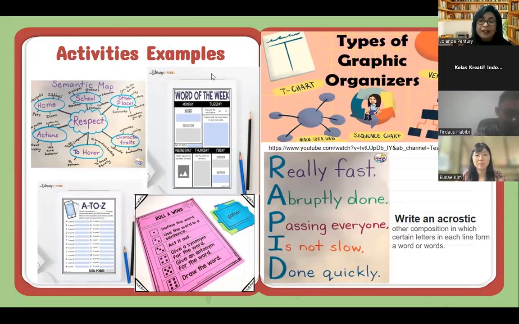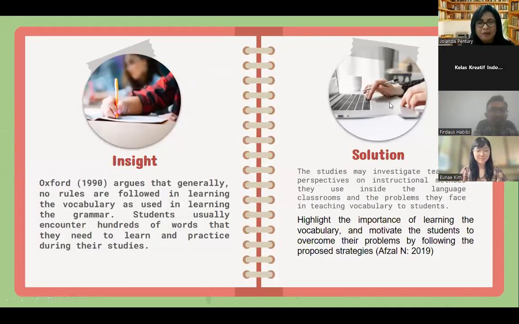Okay, so it is interesting when I apply it with my students and I give them time. For example, I give five minutes to complete the word, or ten minutes. Okay, next, Pak Dadan. Thank you, Bapak Ibu.